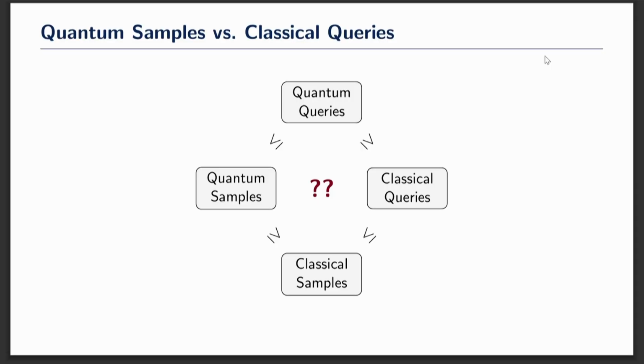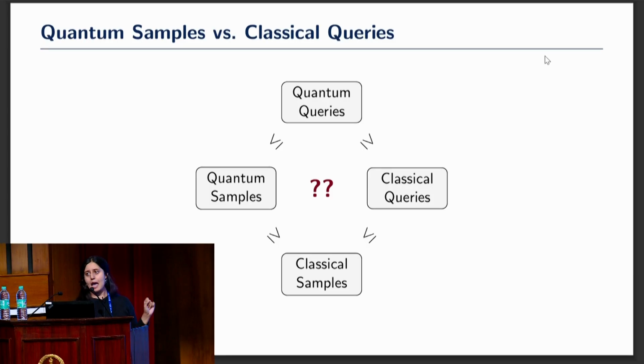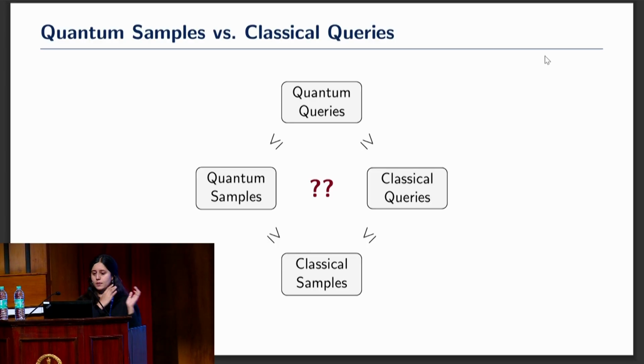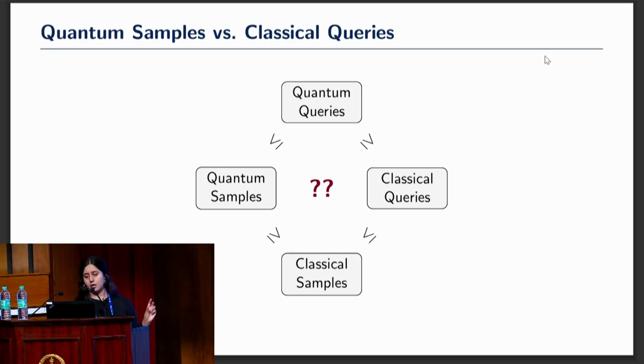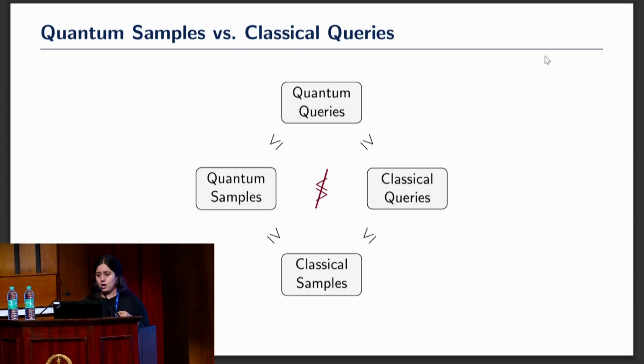Okay, so earlier we had a hierarchy of resources, and as I mentioned earlier, for correlation, you require an exponential number of classical queries, but a constant number of quantum samples. With this property, we see the opposite characterization, where you require an exponential number of quantum samples, but only a constant number of classical queries. So in fact, these two resources cannot be compared.